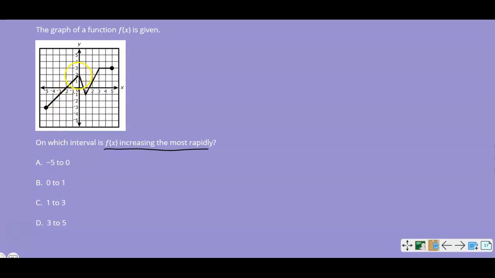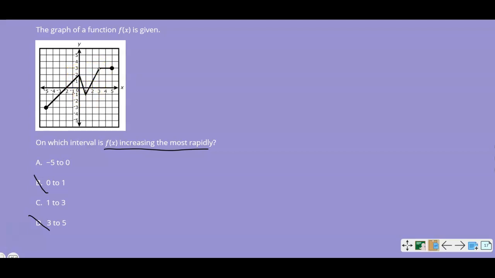From 0 to 1, it's decreasing. So this one cannot be a solution. From 1 to 3, it is increasing. And from 3 to 5, it's constant. So from 3 to 5, it would not be a possible answer. So we have two possible answers here. So it looks like this one's increasing a little bit less rapidly than this one.